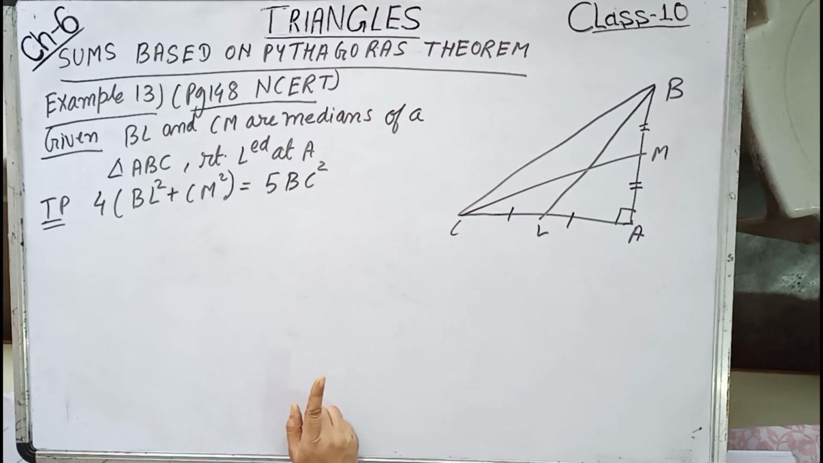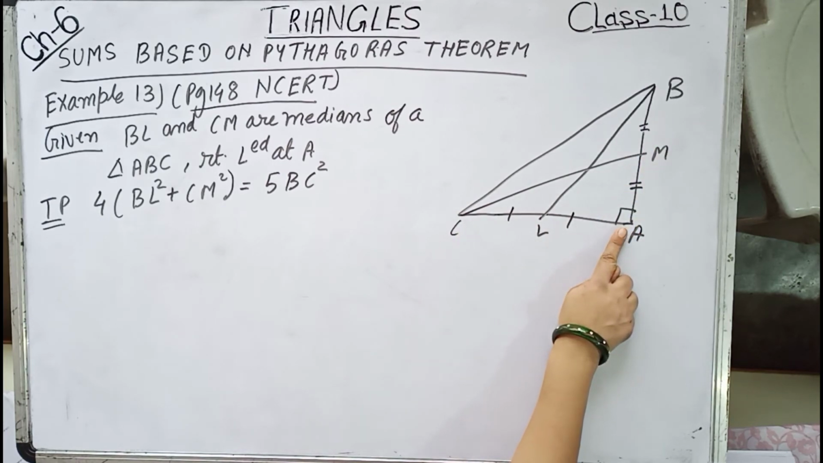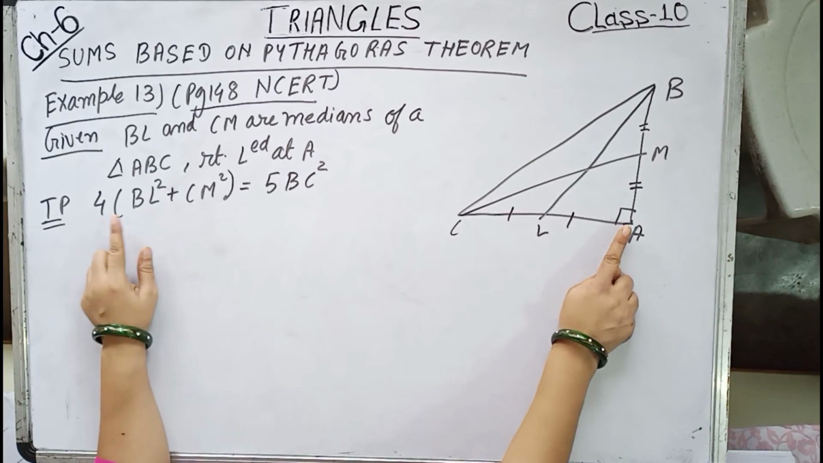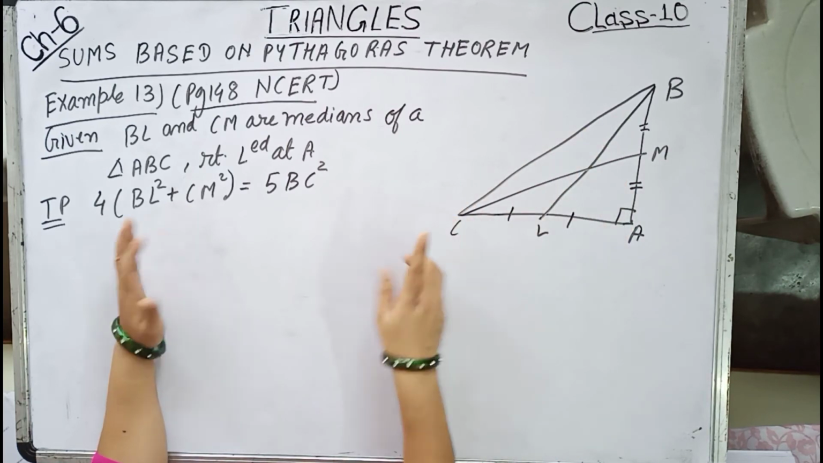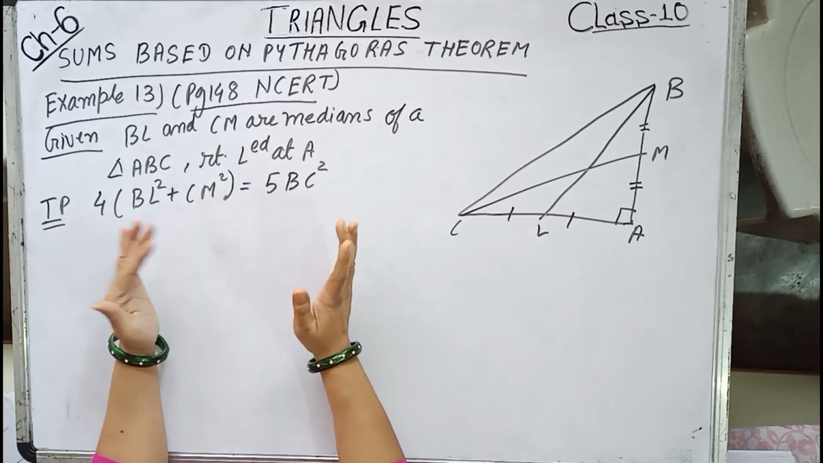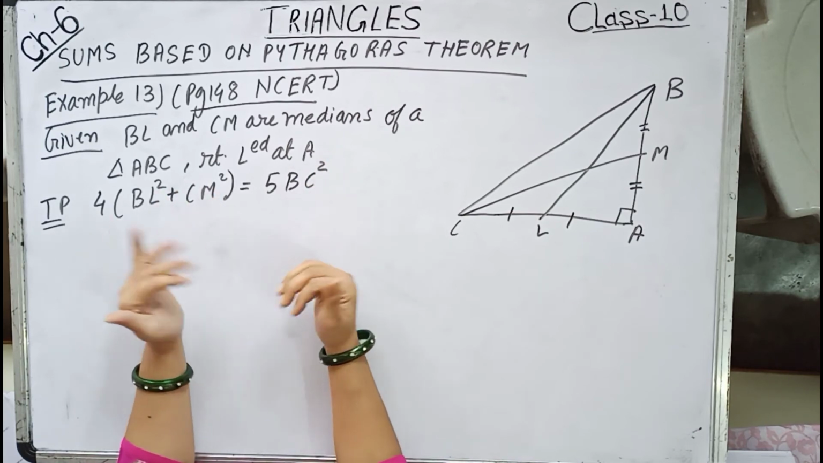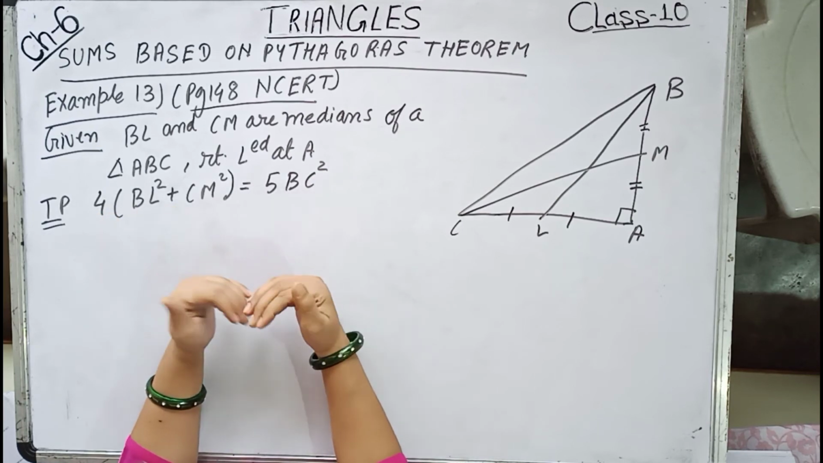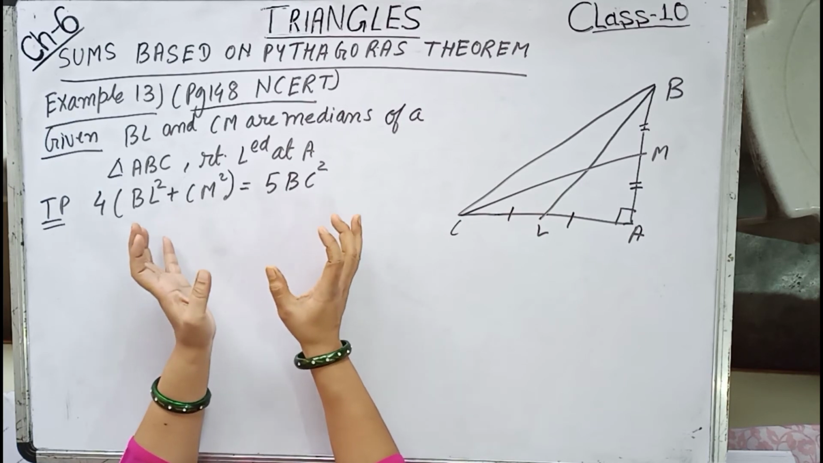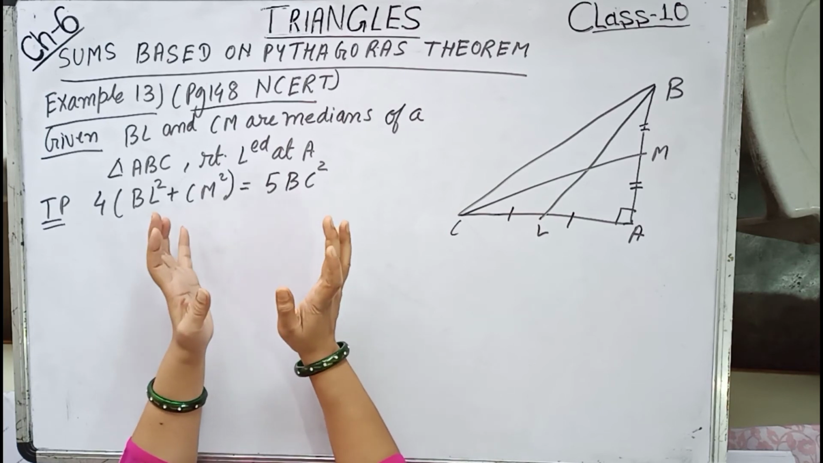Now example 13 says that BL and CM are the medians in a right angle triangle ABC, right angled at A. We have to prove 4 times BL square plus CM square equals 5 times BC square. Whenever you get a sum based on Pythagoras theorem, you can see that something square is there in the required to prove part, or something in product form is there. So by practice you will be able to understand that this sum I have to do by using Pythagoras theorem. So let us start.